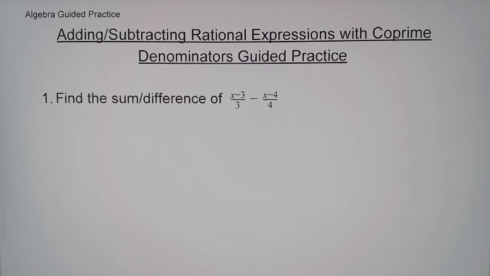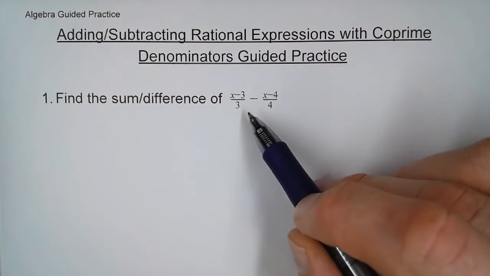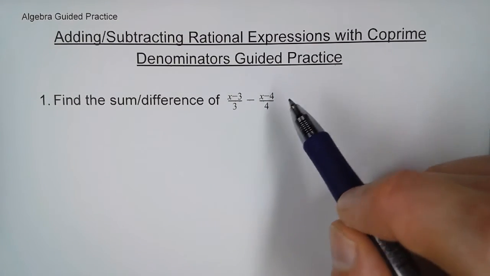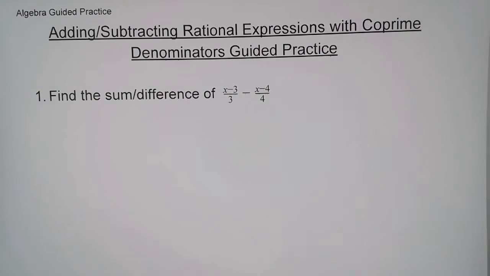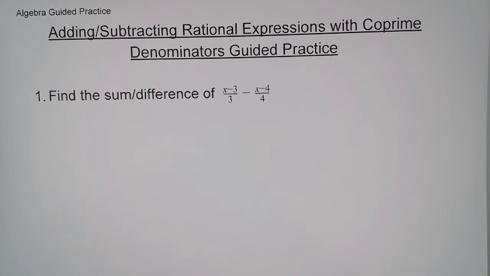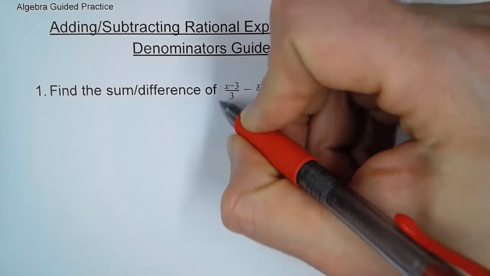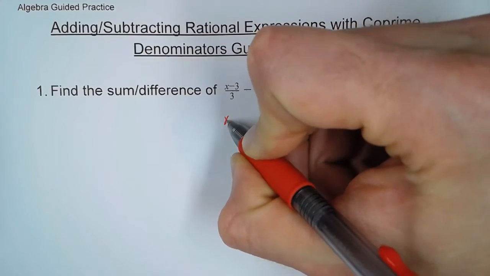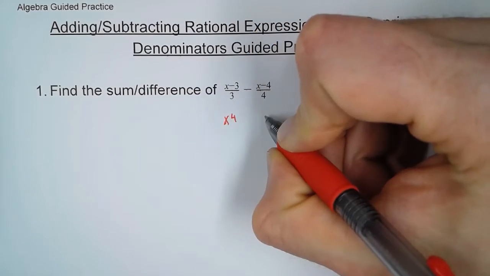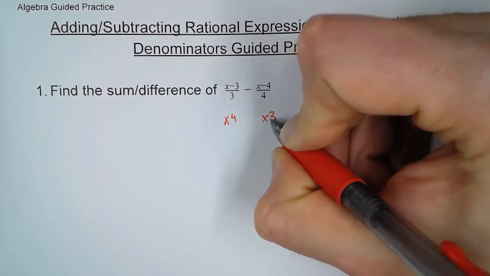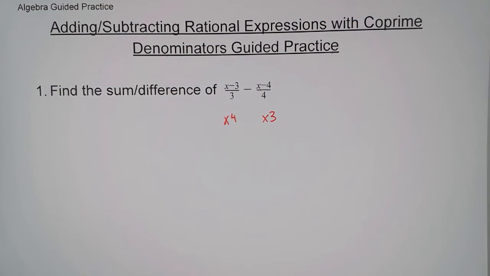So looking at this first problem, our two denominators are 3 and 4. Now they have nothing in common. They are prime to each other. So since they have nothing in common, that means we have to take this fraction and multiply it by 4 on the top and on the bottom. And this fraction we have to multiply by 3 on the top and on the bottom.